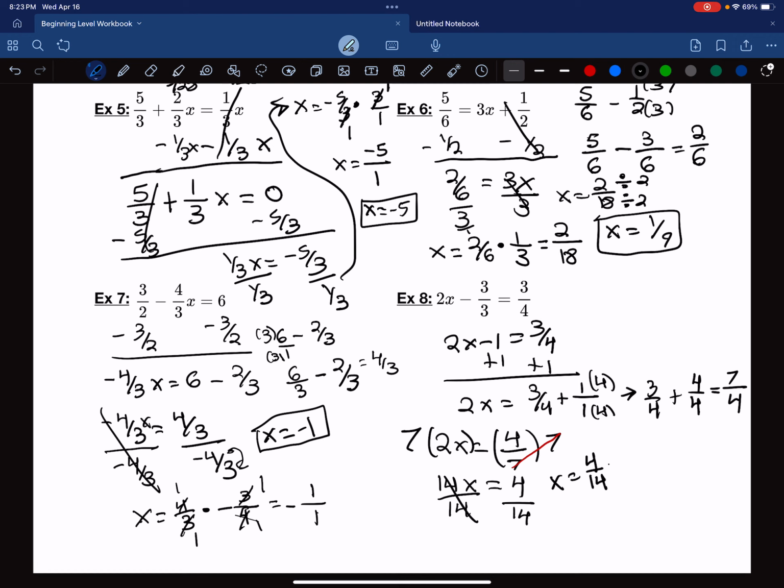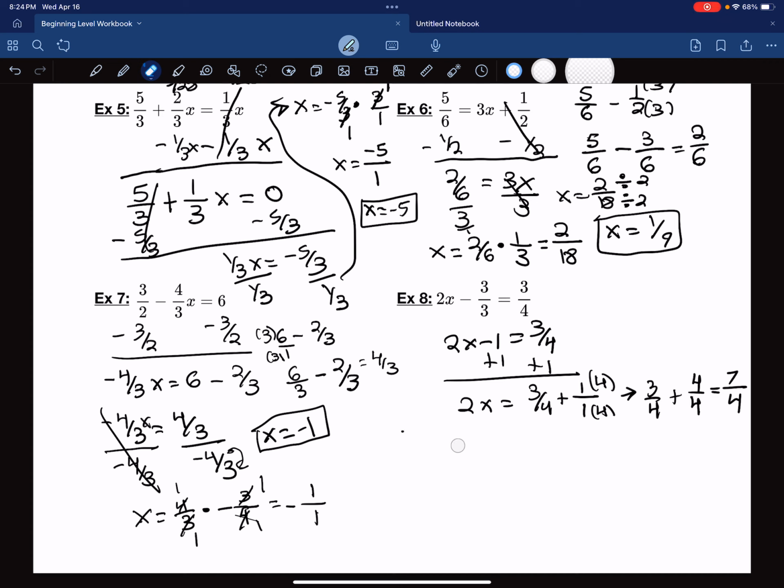Wait, hold on here. I think I might have made a mistake. Wait, did I make a mistake? Well, I don't know what happened there, but let's redo this part.